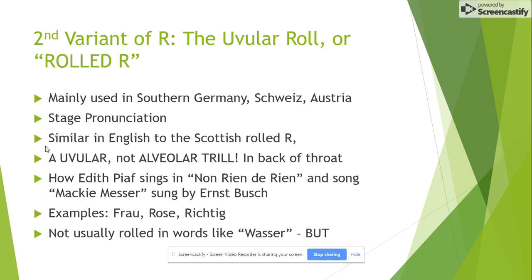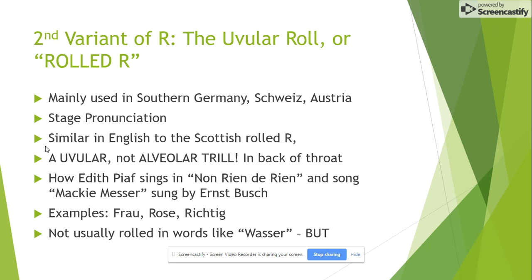Now, keep in mind, this is a uvular trill. It's not the alveolar trill that you have in languages like Spanish or Italian. Now, unfortunately, I do not know how to pronounce the alveolar trill as they do in Spanish, but from what I know, the alveolar one is the type of roll, for example, in the Spanish word Carro.